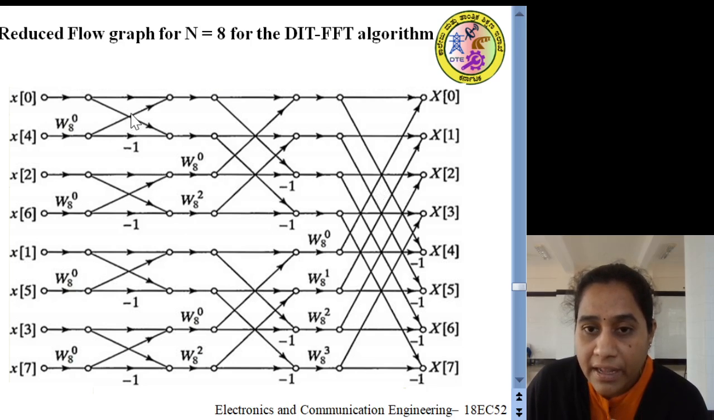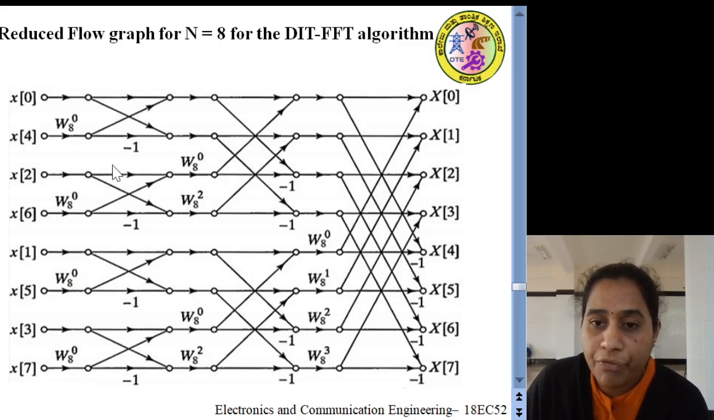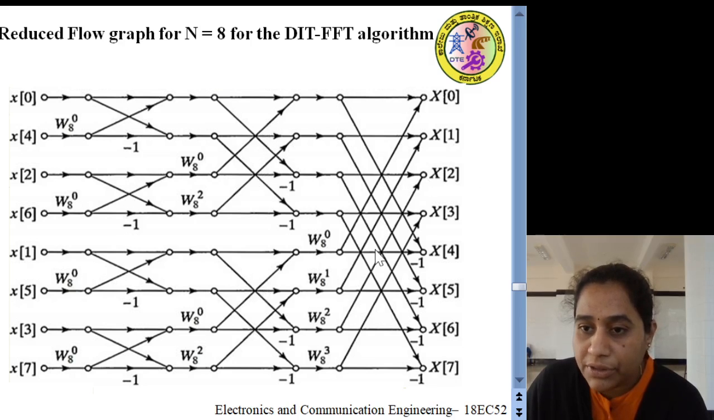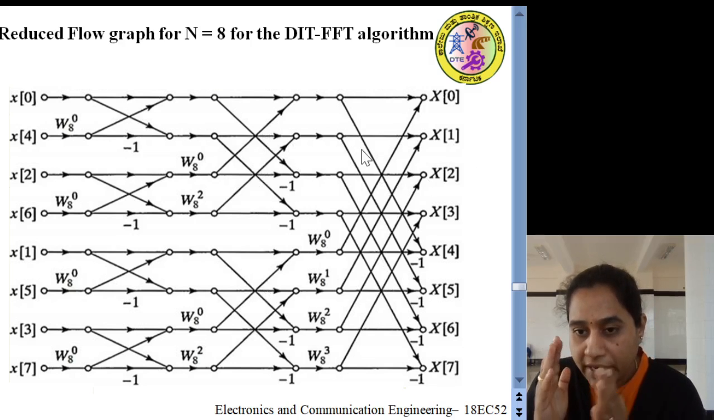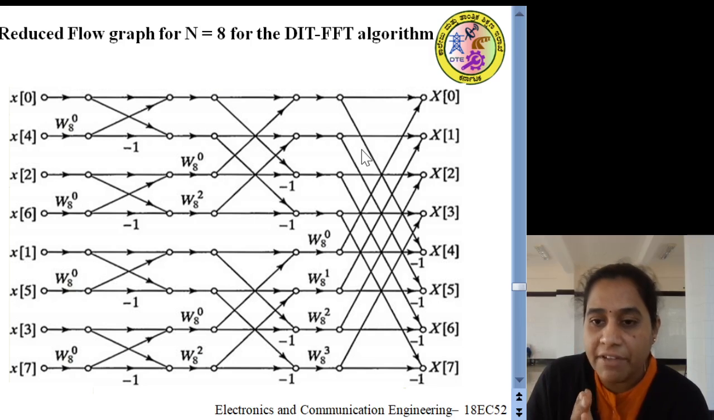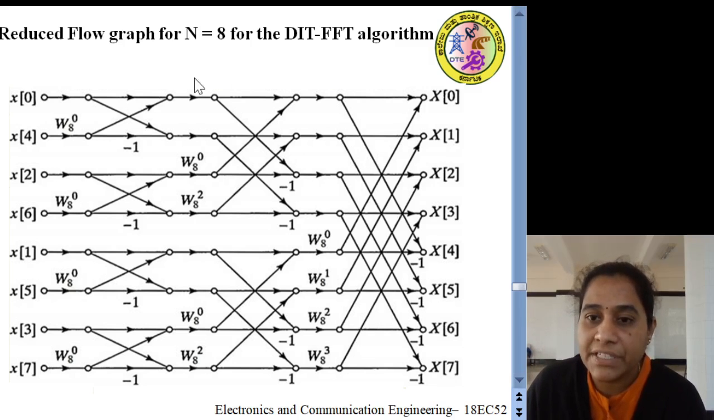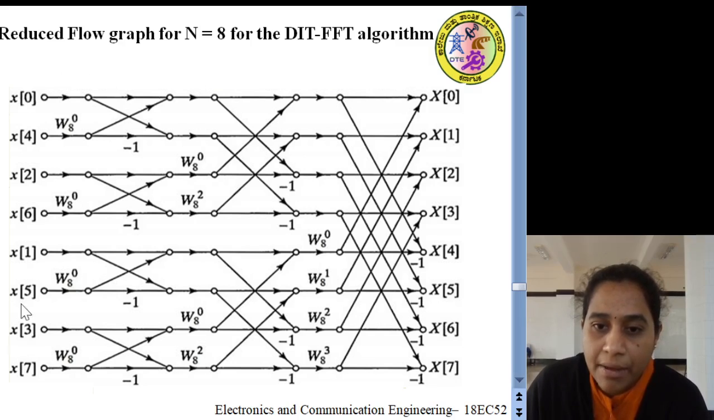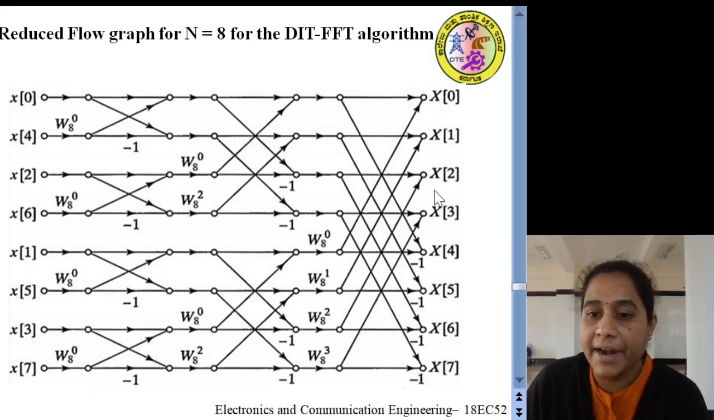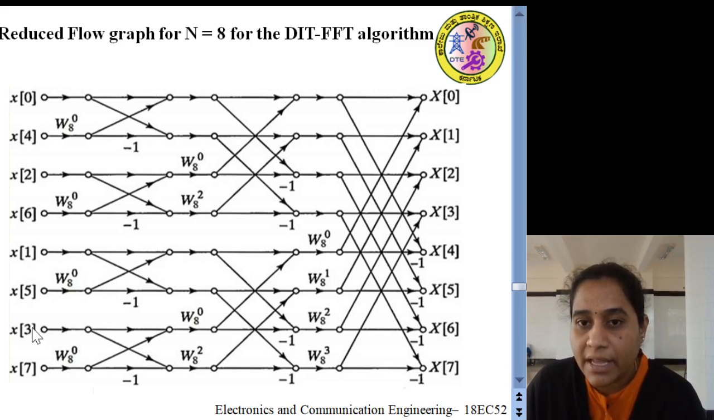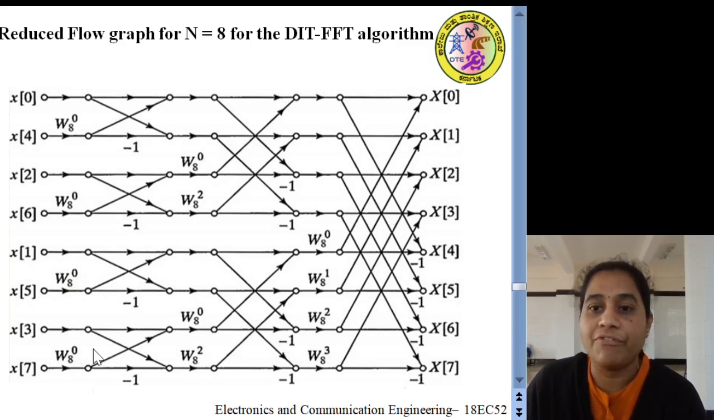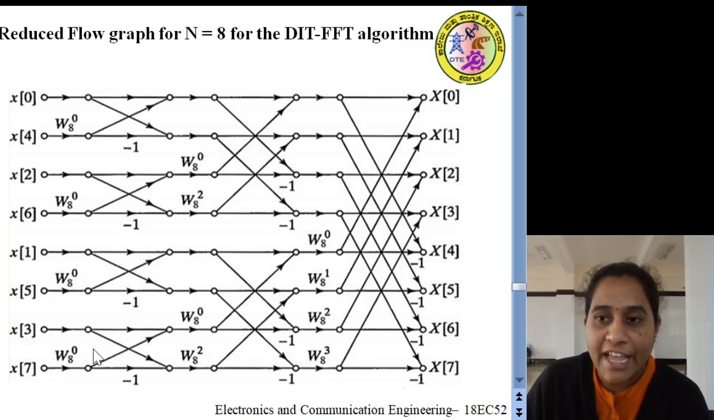You can observe here, the value of n is equal to 8, so n by 2 is 4 butterfly operations: 1, 2, 3, 4. Here also 1, 2, 3, 4. So there are 3 stages of decimation, and each stage has 4 butterfly operations. Input is given in bit reversal order and output is obtained in natural order. So you can observe here the complete reduced flow graph for n equal to 8 for the DIT FFT algorithm.